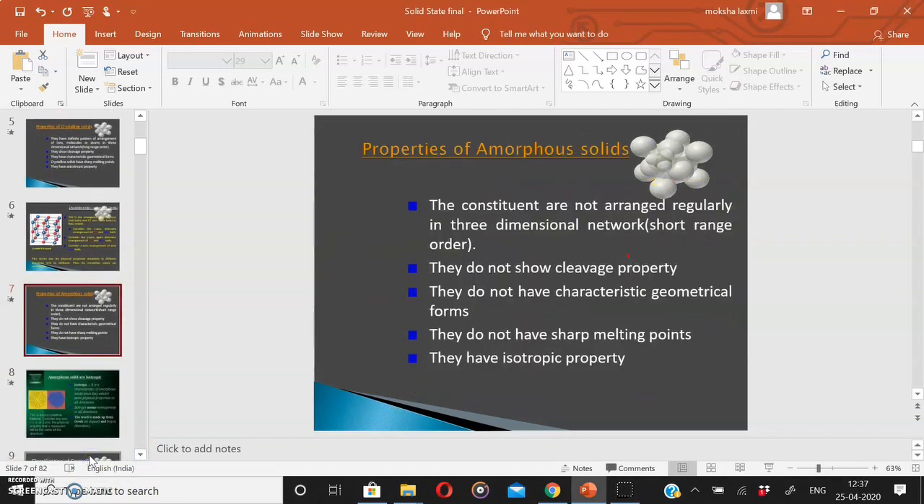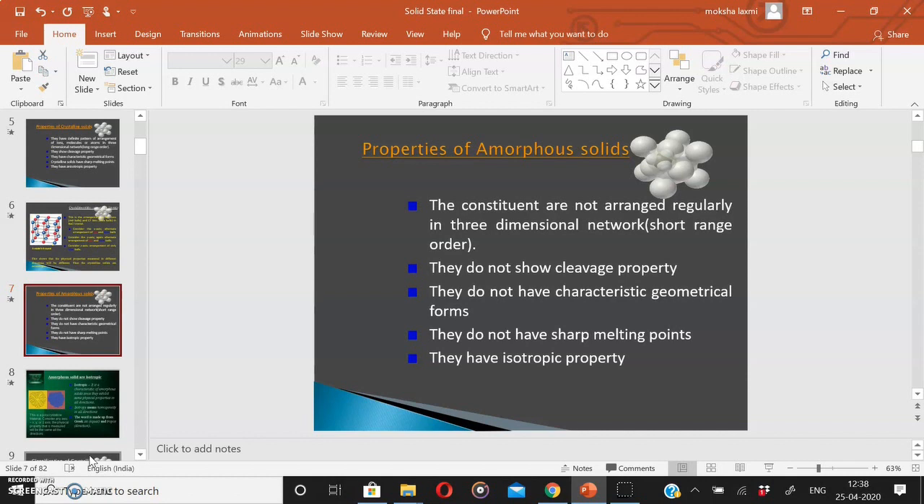Now, what are the properties of amorphous solids? Let us see. Number one, the constituent particles are not arranged regularly in a three-dimensional network. That is, they follow short-range order. Number two, they do not show the cleavage property. If you cut any amorphous solid, the small pieces will not have smooth surfaces. So that is the meaning when we say that amorphous solids do not show cleavage property.